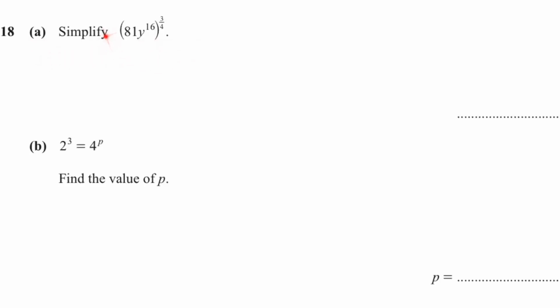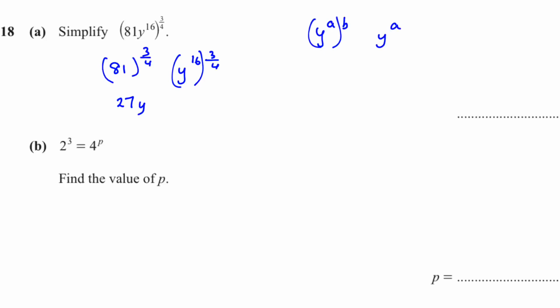18a, simplify. We have been given indices here, and you need to know all your indices rules. Whatever power you have outside the bracket applies to each term inside the bracket. So you have 81 to the power of 3 over 4 and y to the power of 16, bracket closed, to the power of 3 over 4. This will give you 27, and when you have a power of a power, it means we multiply the powers. So 16 times 3 over 4 will give you 12. So your answer is 27 y to the power of 12.